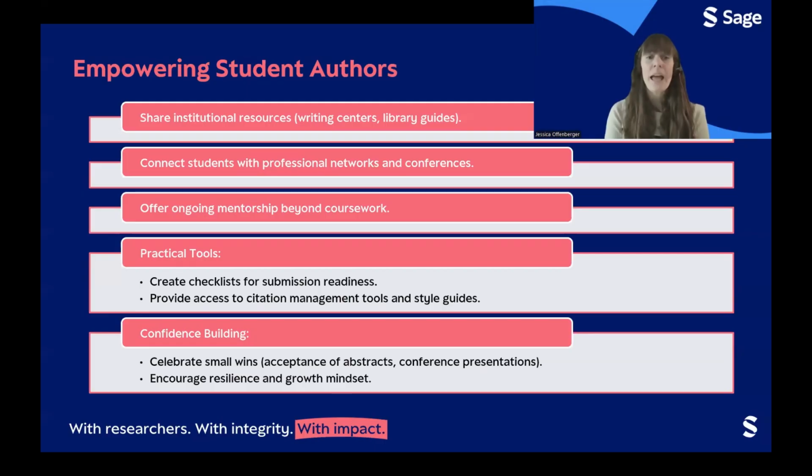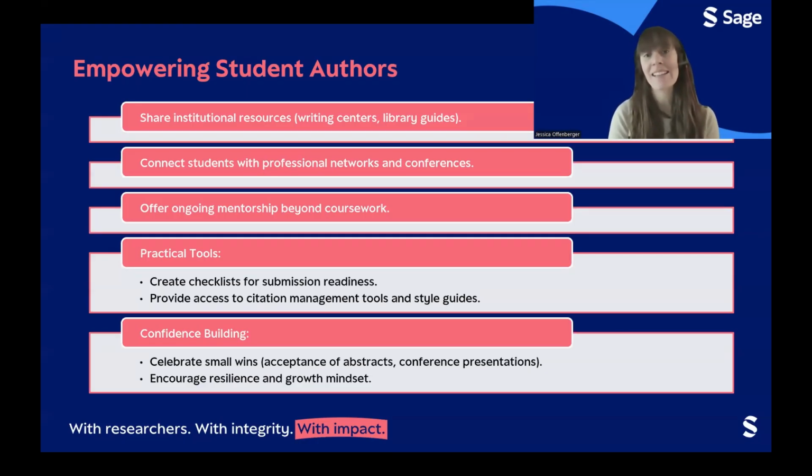You can offer mentorship beyond the coursework. A lot of these students are publishing with you as part of their courses, and maybe that's part of their dissertation, but it's great to extend your time and your expertise beyond the traditional coursework. I know that they will very much appreciate that, especially as we're building up that next generation of researchers. You personally can create some checklists for submission readiness.